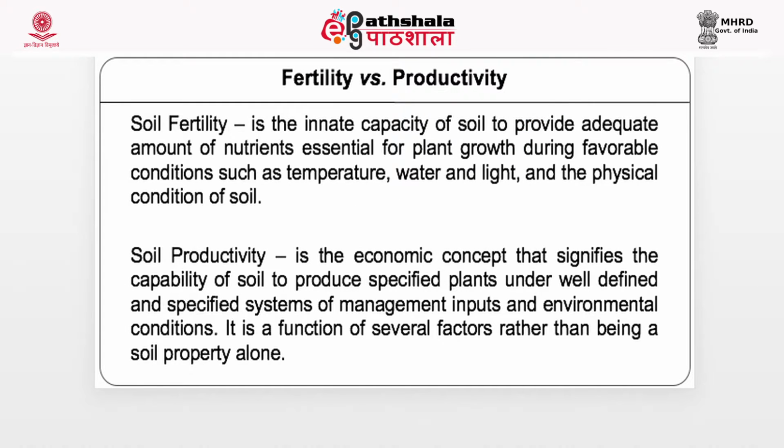If you compare productivity with fertility, then soil fertility is the innate capacity of soil to provide an adequate amount of nutrients essential for plant growth during favorable conditions such as temperature, water and light, and the physical conditions of soil. Whereas soil productivity is the economic concept that signifies the capability of soil to produce specified plants under well-defined and specified systems of management inputs and environmental conditions. It is a function of several factors rather than being a soil property alone.